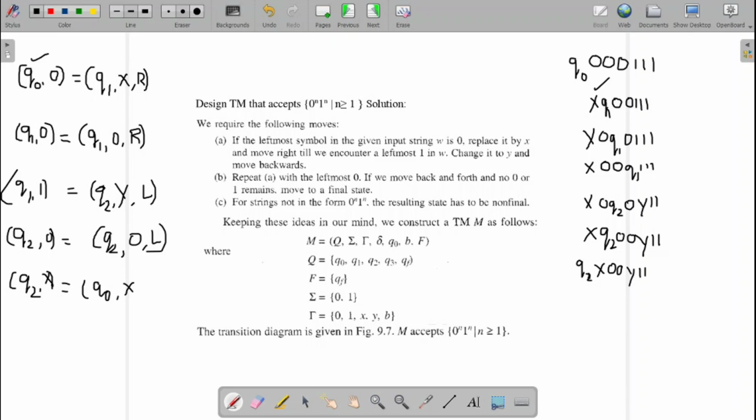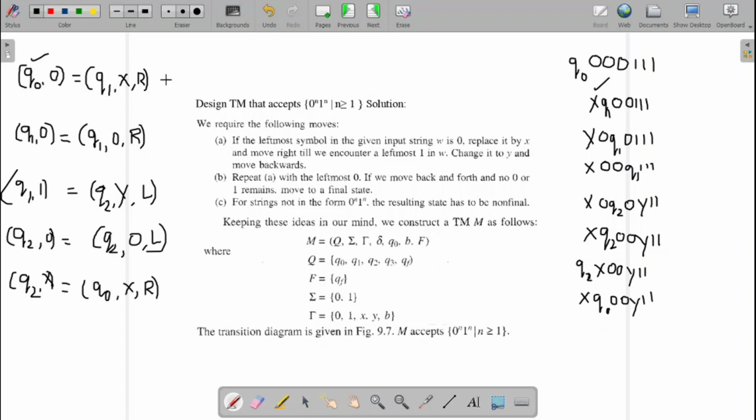X as it is. On which side have the 0? Right side. So the move will be the right side again. So now what happens here? This will be x. Q2 is replaced with Q0. Left out is 0, 0, y, 1, 1.